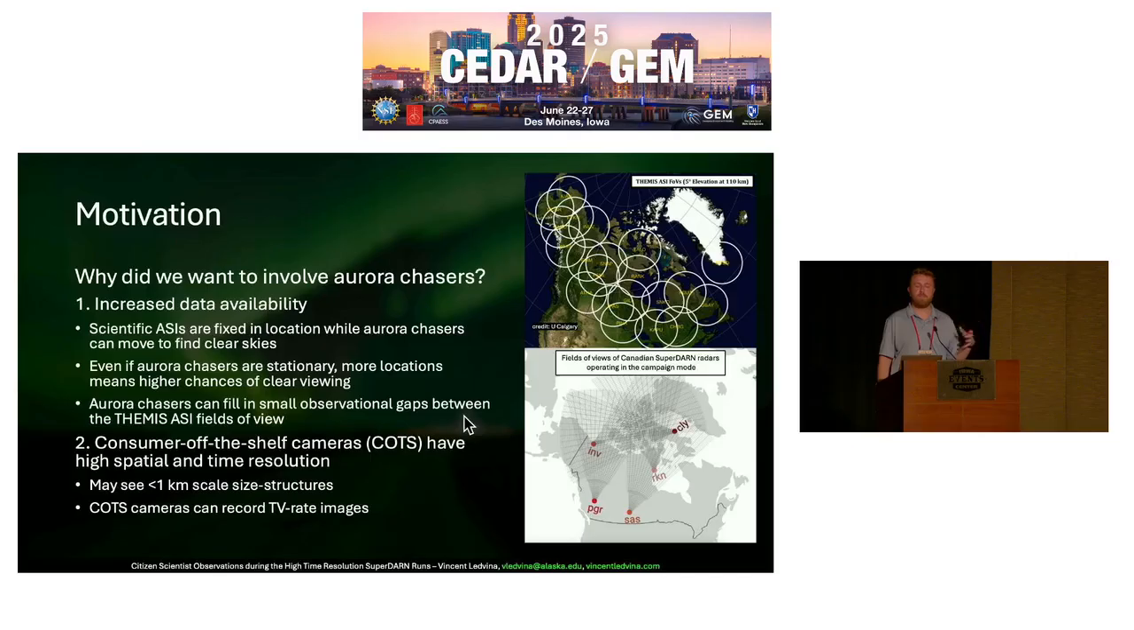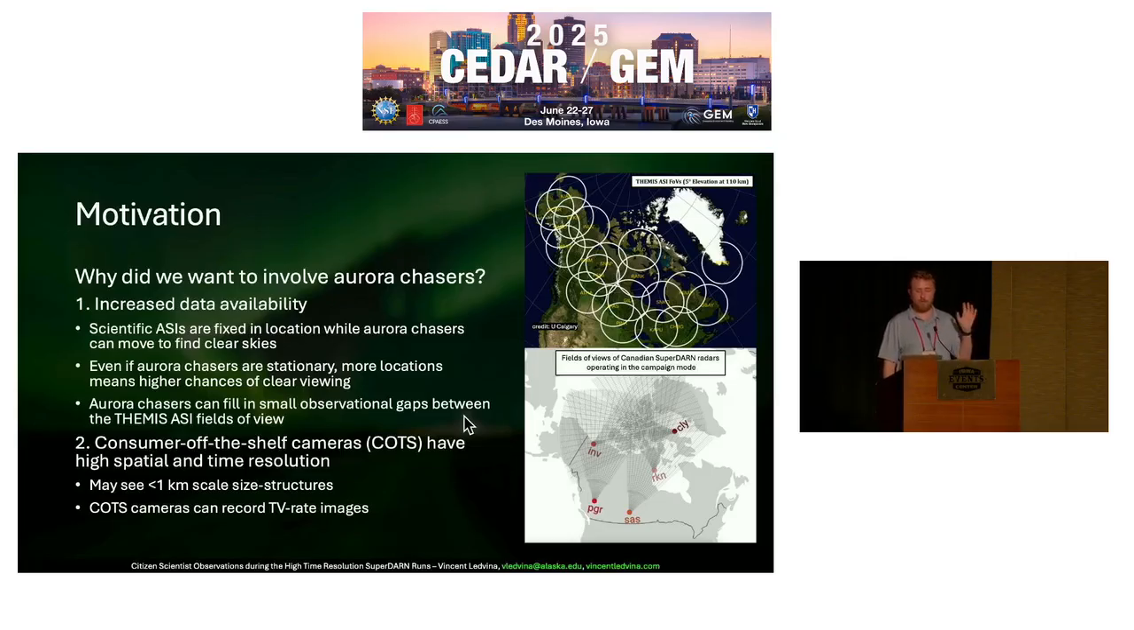If there's a really nice event that you see in maybe magnetometer data, but all the all-skies are cloudy, well, talk to an aurora chaser. They probably found a clear slot. And even if the aurora chasers are stationary, more locations where we have all-sky camera data means there's a higher chance of clear viewing. For example, in Fairbanks, where I live, it's usually really cloudy in town, but Poker Flat is usually clear because it's at a higher elevation, but sometimes it's the opposite. Poker Flat is cloudy and Fairbanks is clear. So if you have enough all-sky cameras covering the area, because of how variable the weather is in Fairbanks, you'll probably get one night with clear skies.